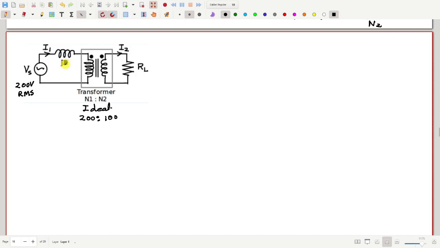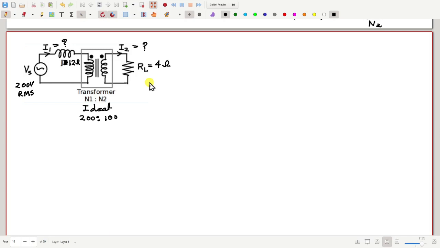Let me write here. This load impedance RL is 4 ohm. And we have to solve this circuit. We have to find out these two currents, everything. How do we solve it? We have an ideal transformer, and there is a primary circuit and a secondary circuit.